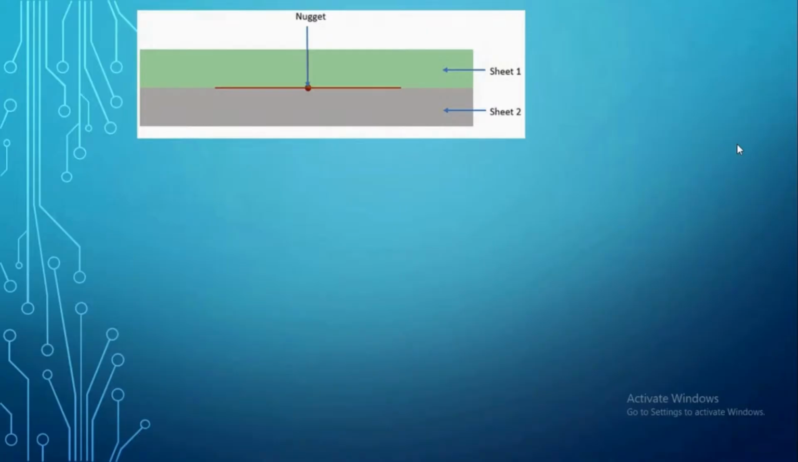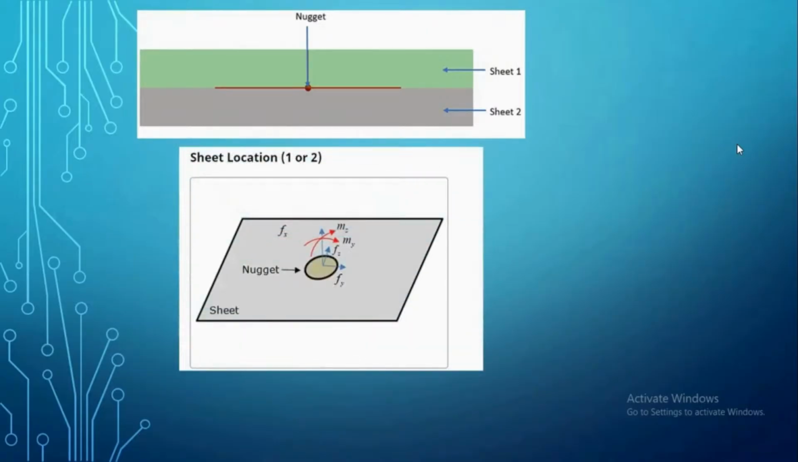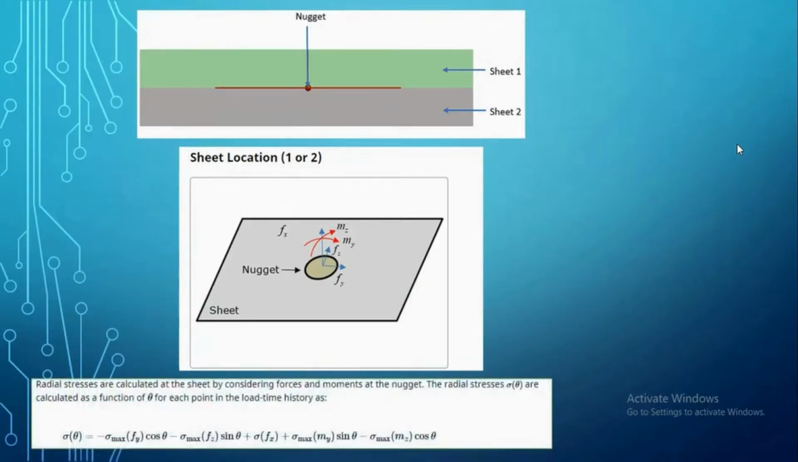So suppose these two sheets are joined by a spot, then we will request the nodal output, force and moment nodal output, from the software, and then FEMFAT is going to use those to calculate the stress from the forces and moments of that spot nugget.